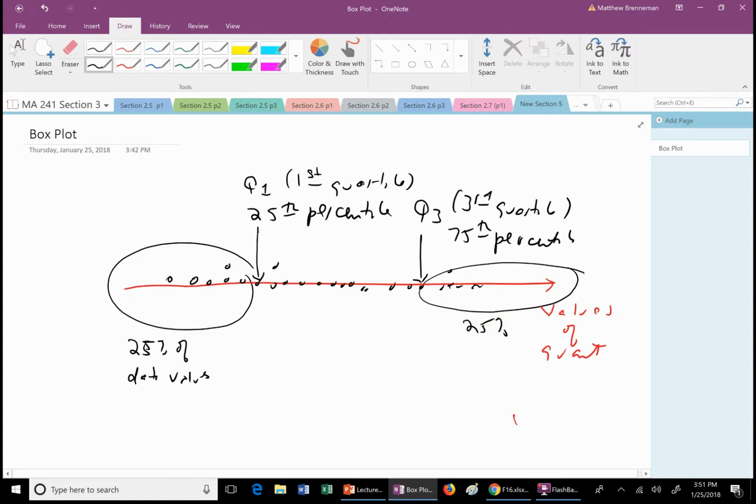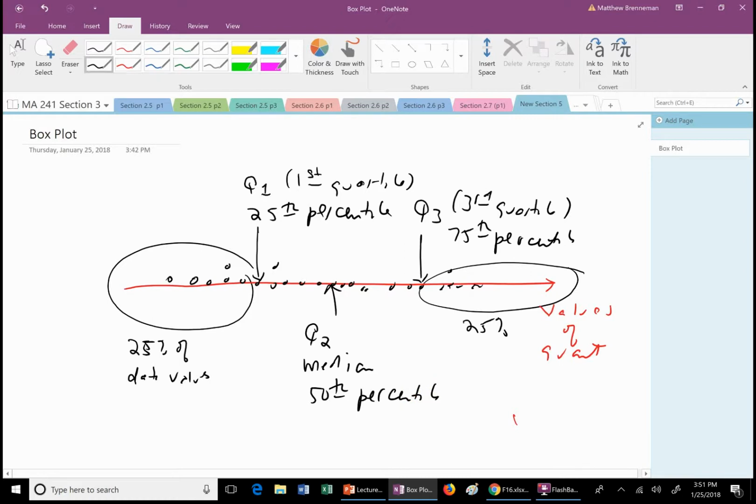And we have in the middle the second quartile, and that's the 50th percentile. That goes by another name. That's called the median. So Q2, which is the second quartile, also goes by the name the median, and this is the 50th percentile.